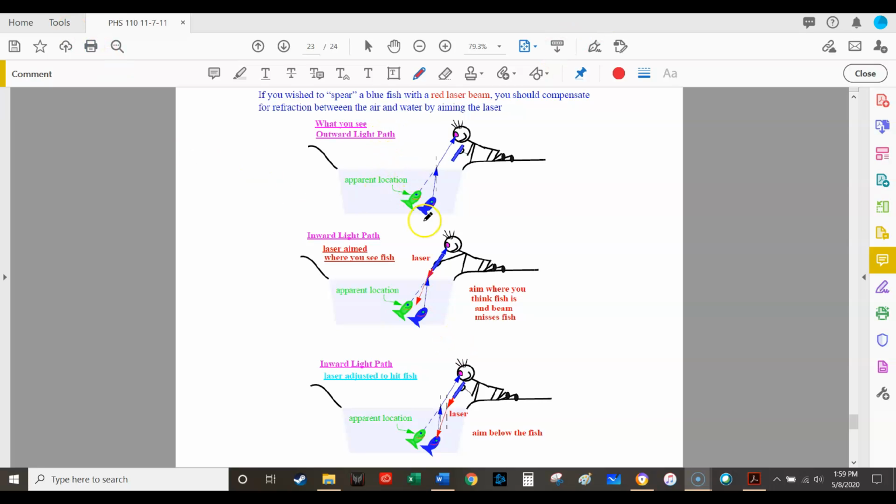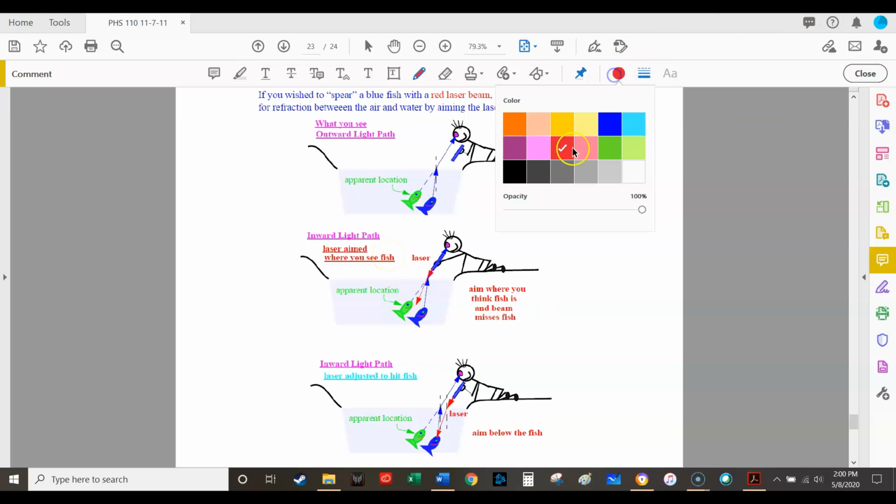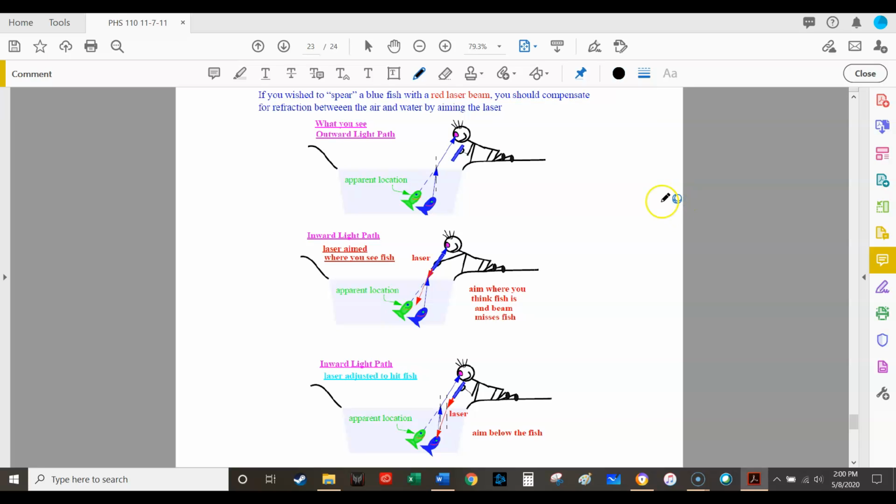So in this explanation, the apparent blue fish, which is green, is going to be above where the actual fish is. So the blue guy is the actual fish. I'll make a note of that right here. Actual. So the actual blue fish is right here.